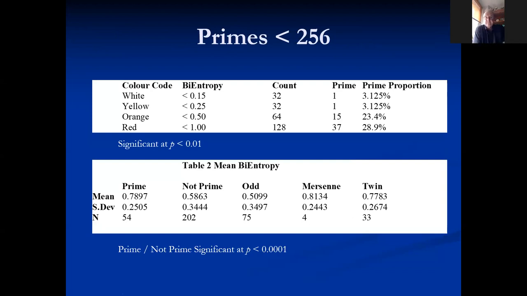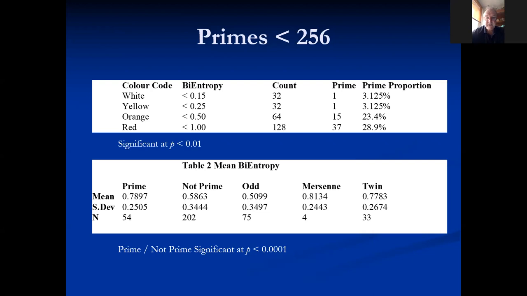You can see that the numbers in white on the diagonal, there are 32 of those, and only one of them is prime, corresponding to 17. There are 32 numbers that are yellow, where the bi-entropy is less than 0.25 and greater than 0.15, and there's only one of those that's prime. Orange, there are 15 prime numbers amongst the 64 orange things, and there are 37 prime numbers amongst the 128 in those two red areas. So the prime density varies considerably according to bi-entropy.